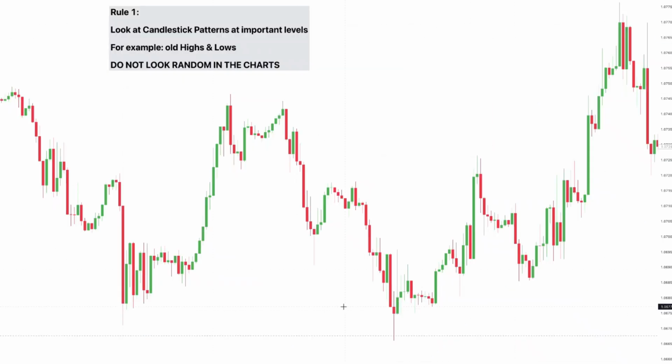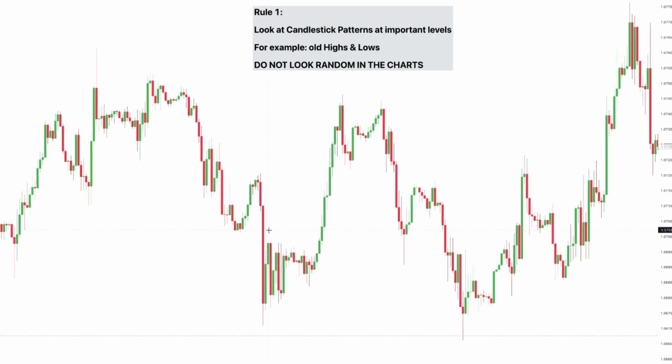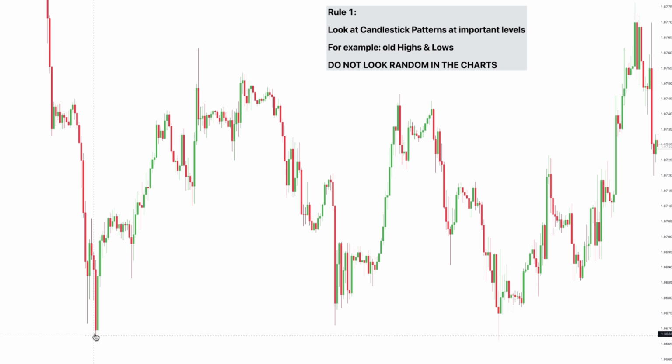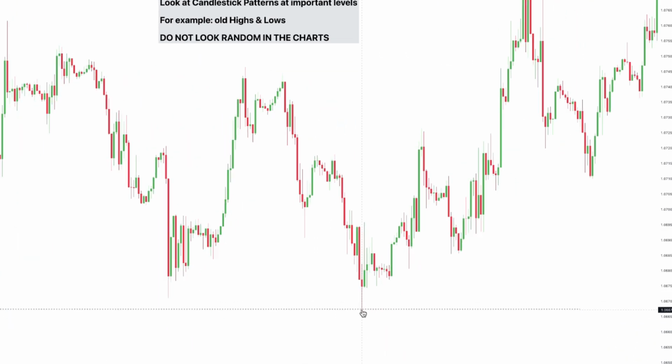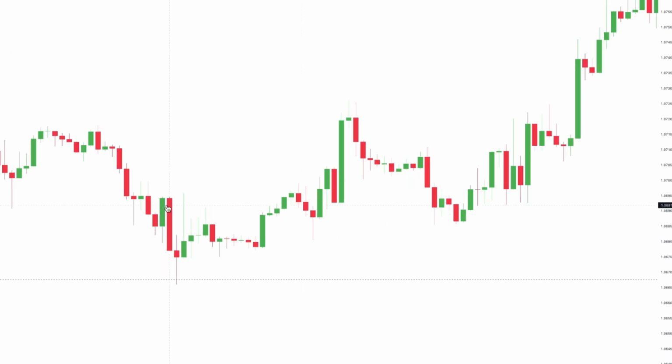So right now we are at TradingView and you see here the rule, look at candlestick patterns at important levels. For example, old highs and lows. If you zoom out here, I marked a line right here at this old low, also an old low here. And I want your eyes to be drawn to this. What do you see here? So price is going lower.